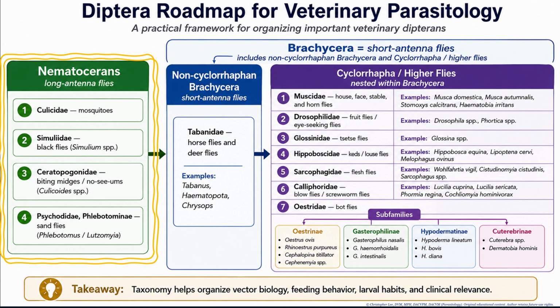A quick taxonomy note. These categories are useful bins, not perfectly equivalent branches. Cyclorrhaphans are nested within Brachycera, but for veterinary pattern recognition, this roadmap works. Different fly groups bring different biology. That biology predicts the veterinary problem: blood feeding, nuisance, mechanical transmission, biologic transmission, myiasis, allergic disease, and production loss. This module is really about using fly biology to predict veterinary risk.